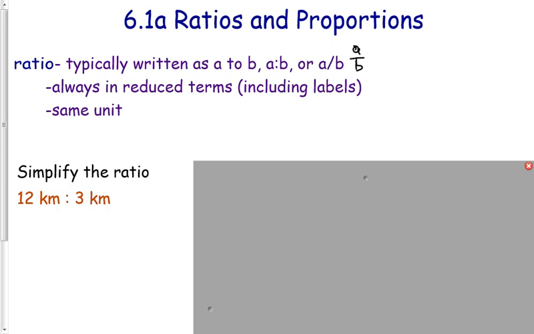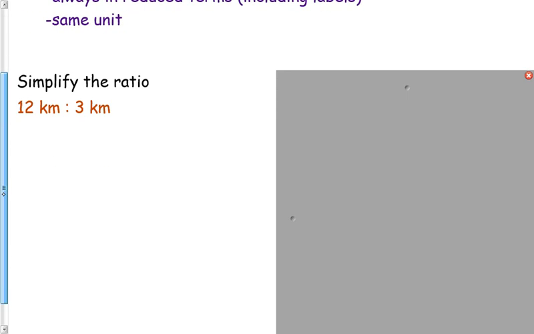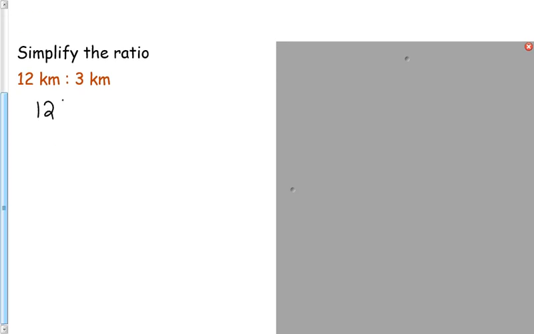So our first example, here's to simplify the ratio, and it has 12 kilometers to 3 kilometers. Now, one way to think about this is that it is a fraction. Since a to b is the same as a over b, we can write this as a fraction as 12 kilometers over 3 kilometers. Kilometers cancel, and we all know that 12 over 3 reduces to 4 over 1. So our final answer would be 4 to 1.